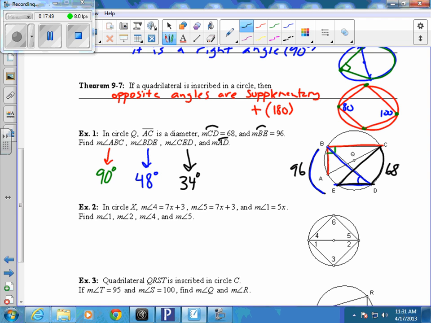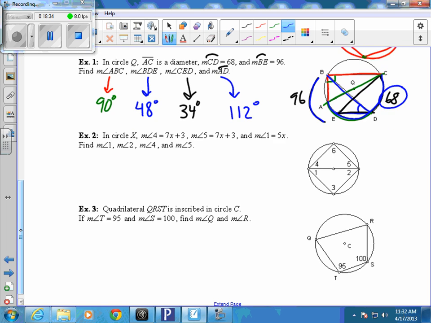Arc AD is the last one. Arc A to D. Well, we know that arc CD is 68, and we know also that segment AC is a diameter. So the entire arc from here all the way around to here is going to be 180 degrees. It's a semicircle, which means arc AD is supplementary to the 68, because arc AD and arc DC make a semicircle, 180 degrees. So we take 180 minus 68, and we should get 112 degrees.